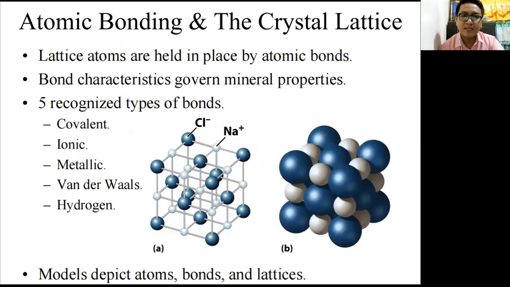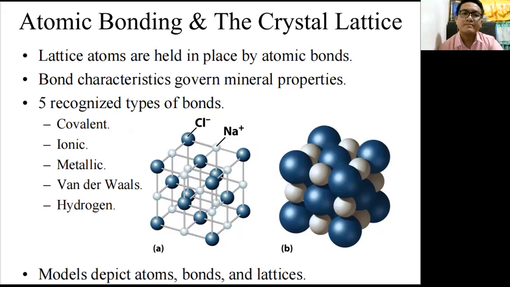Lattice atoms are held in place by atomic bonds. Bond characteristics govern mineral properties. To recognize the types of bonds: the hydrogen, the metallic, the ionic, and covalent. So, to identify the crystal lattice ng atomic bonding na meron siya.